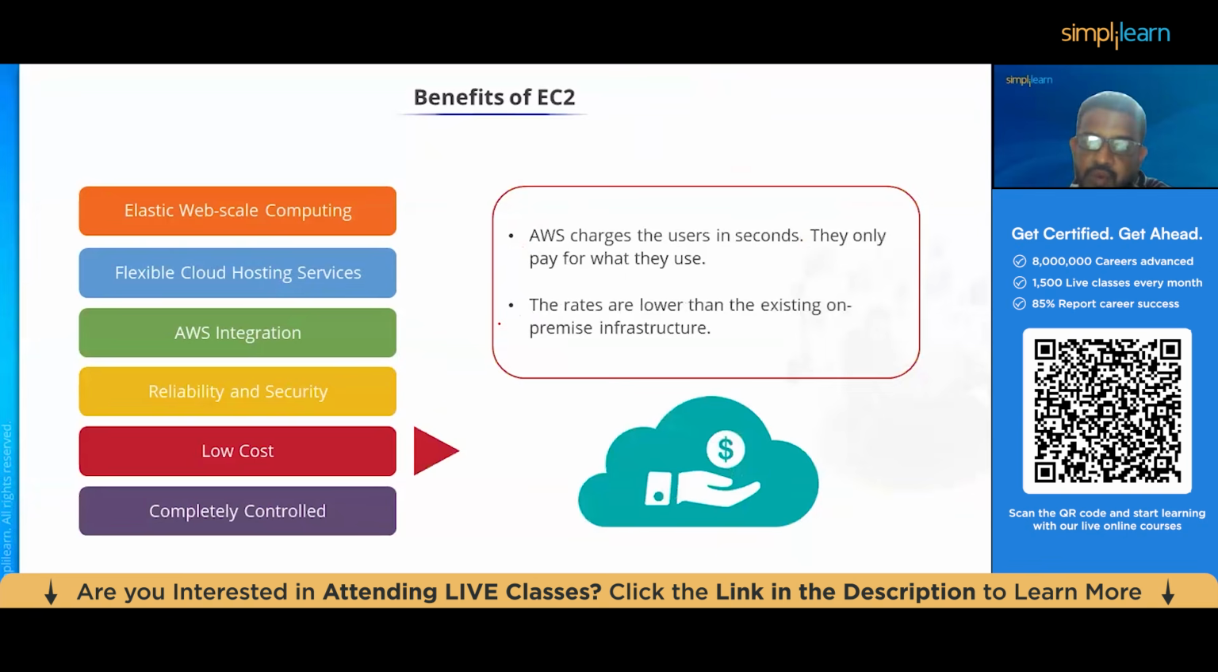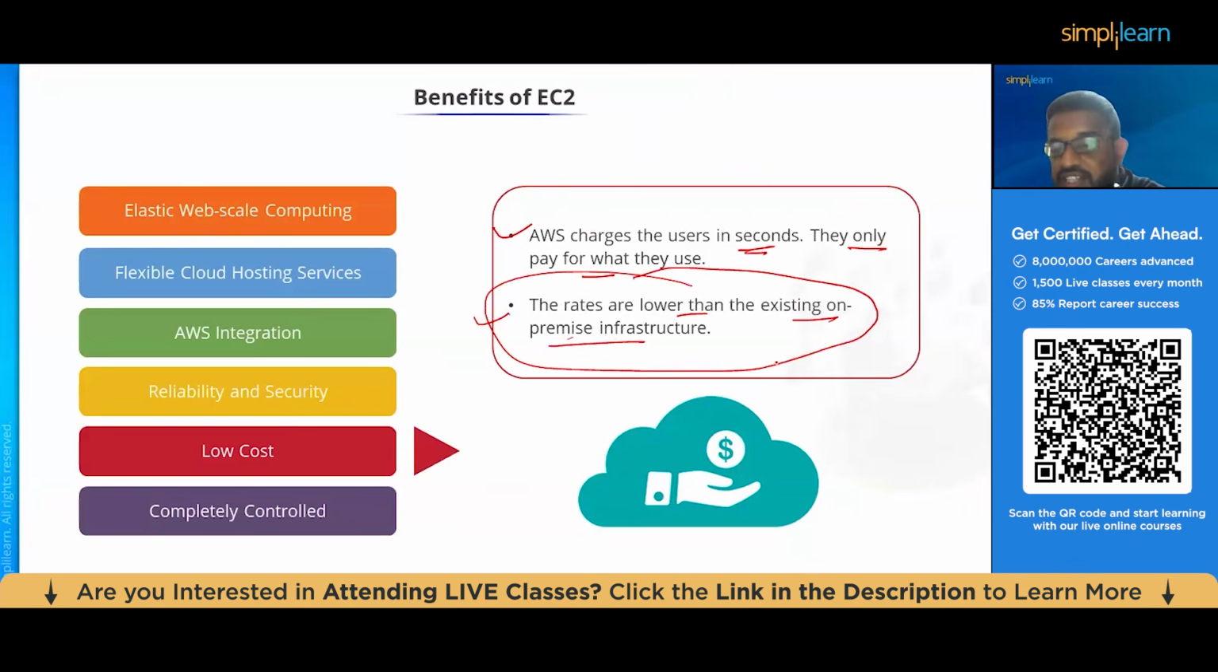Now, low cost. AWS charges users in seconds. They only pay for what they use. Based on how much you consume, that is what you pay. So the rates are lower than existing on-premises infrastructure. Folks, how many of you agree with this? This is the comparison I made in yesterday's session.